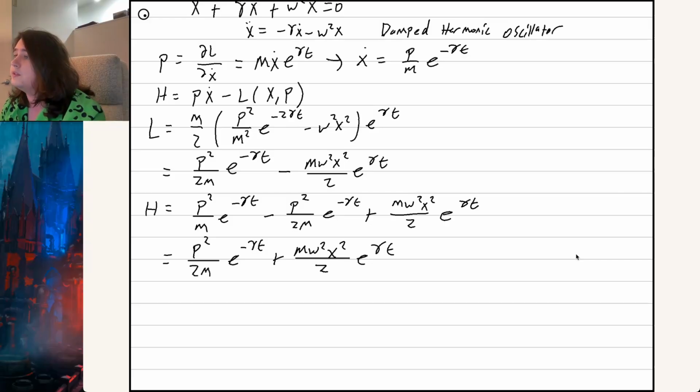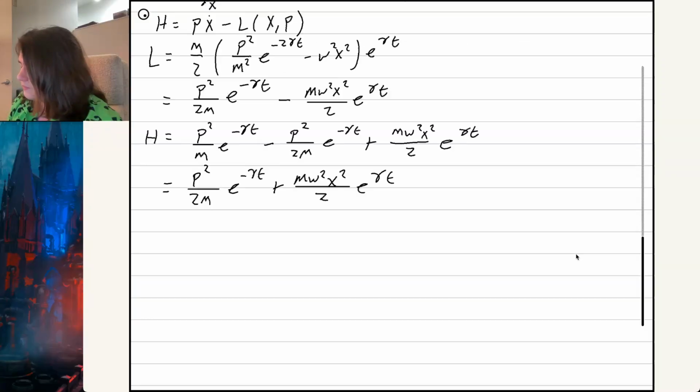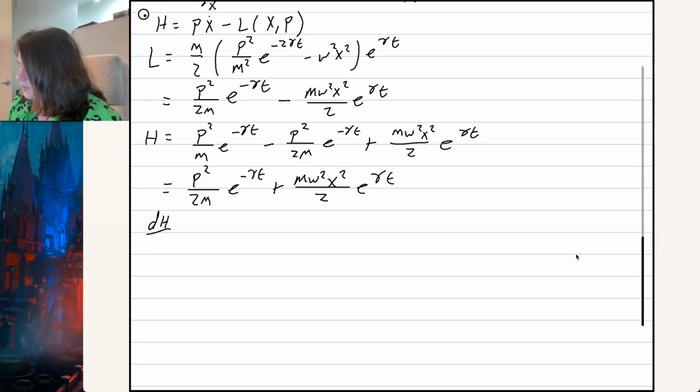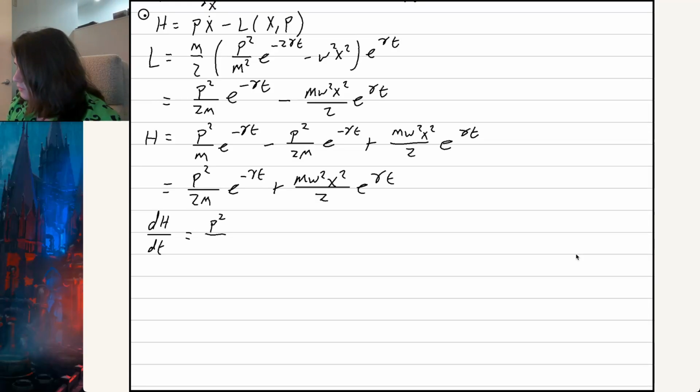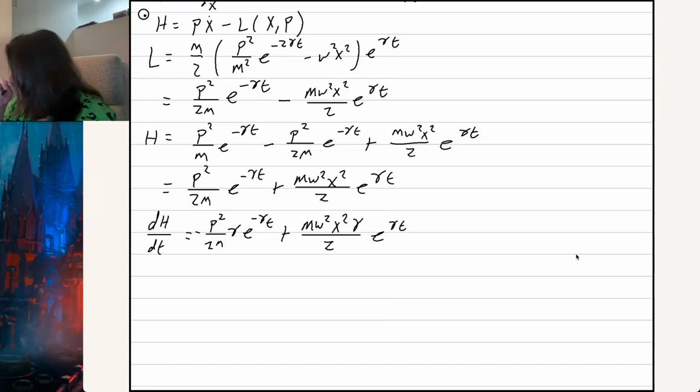And so, is it a constant of motion? No, because the time derivative of it is not 0. Check it. If we just take the total time derivative of this whole thing, assuming momentum is kept constant, then we'll have a minus gamma e to the minus gamma t there, and then a m omega squared x squared gamma over 2 e to the gamma t. That's not 0, so it's not a constant of motion. That's not too weird.